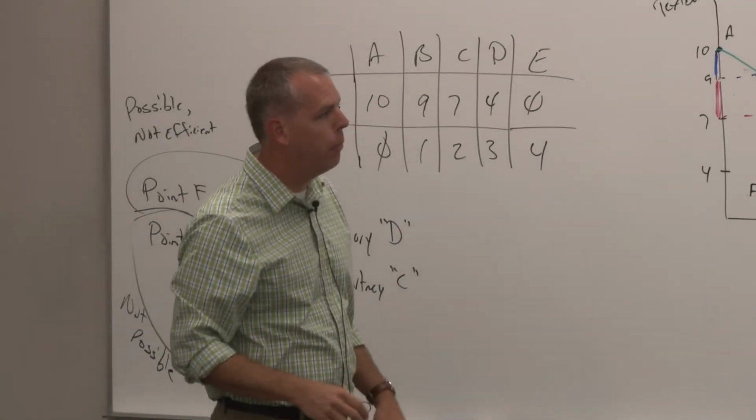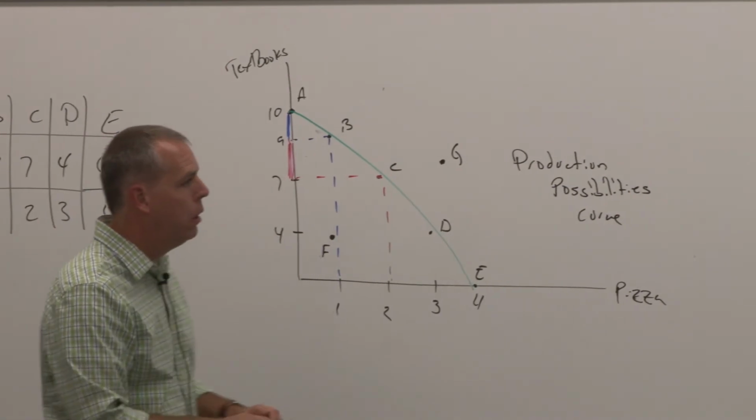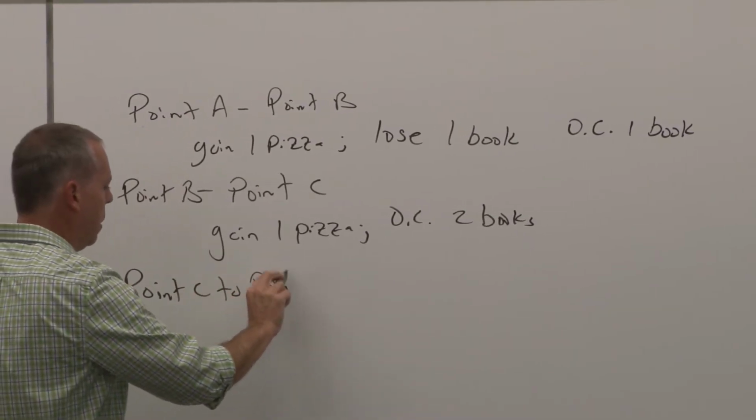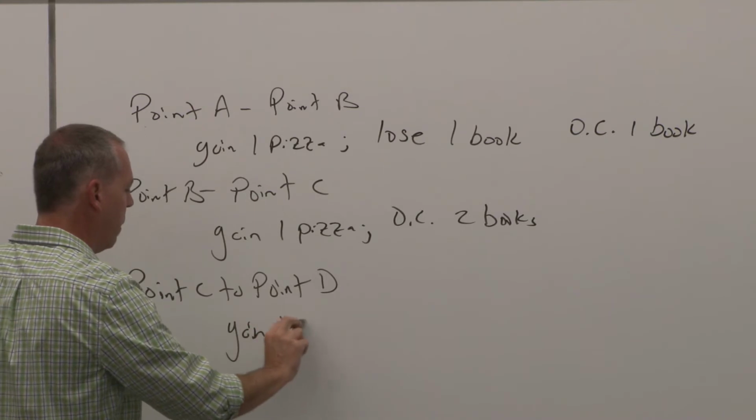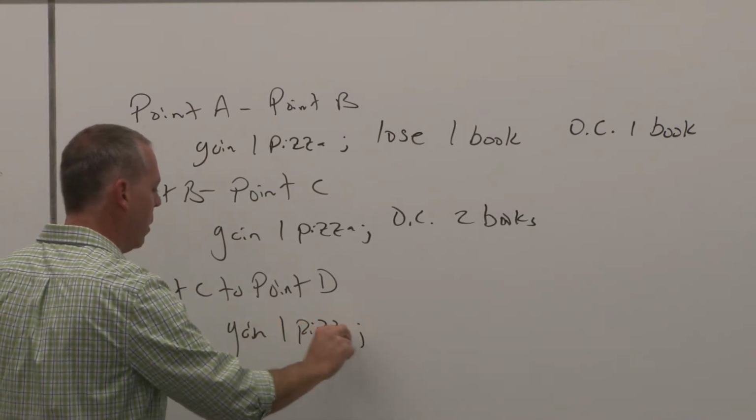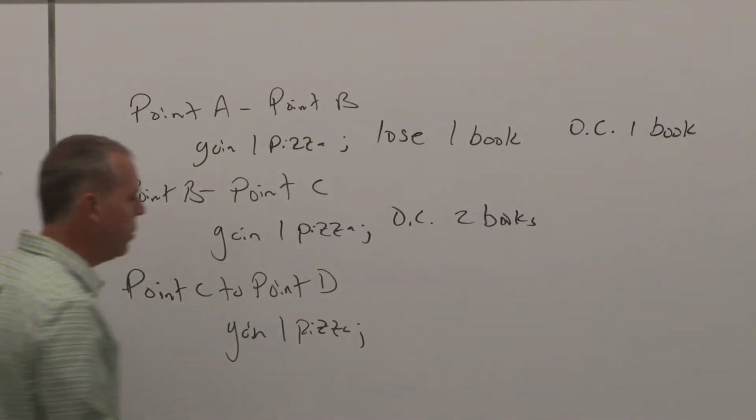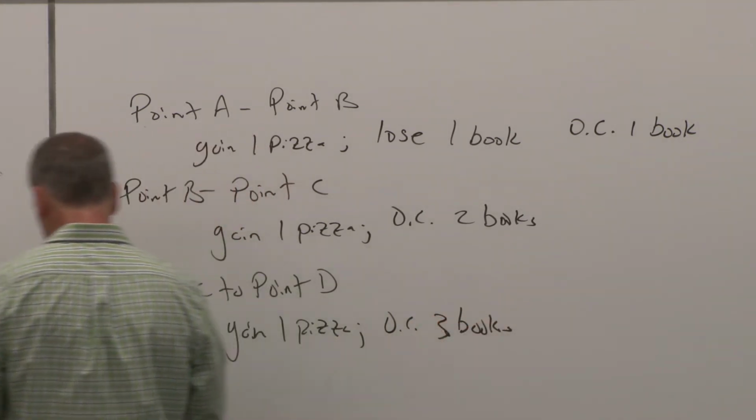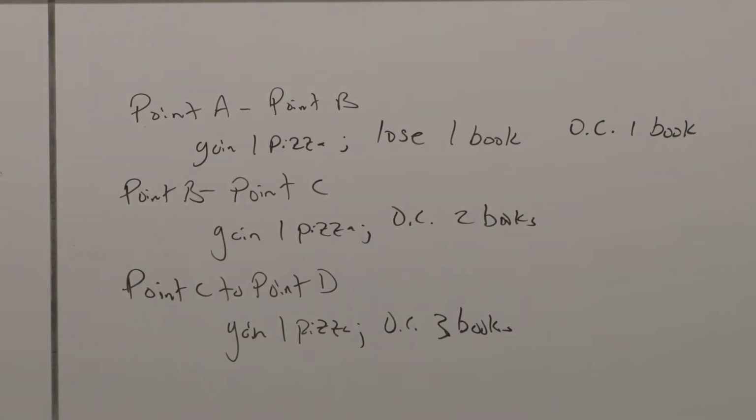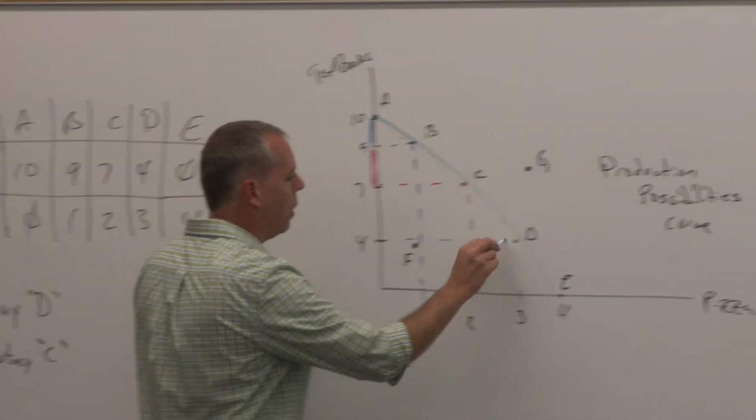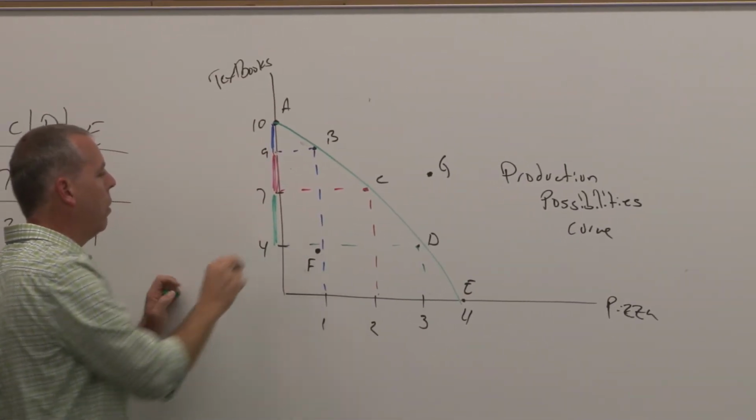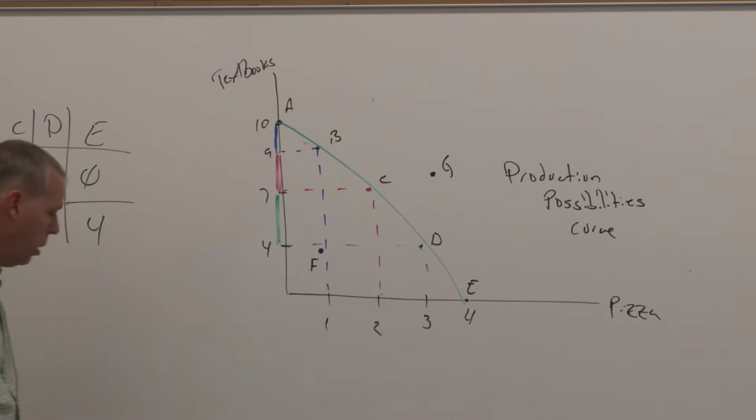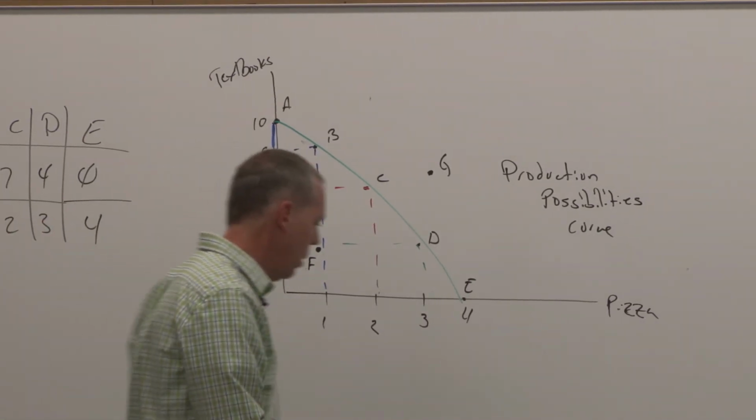Let's go from point C to point D. What do we gain? 1 pizza. What's the opportunity cost? 3 books. All right. And you can actually measure the size of that. Let's see, we'll use green this time. Here. All right. This green guy larger than the red guy? Red guy larger than the blue guy? Let's go from point D to point E.